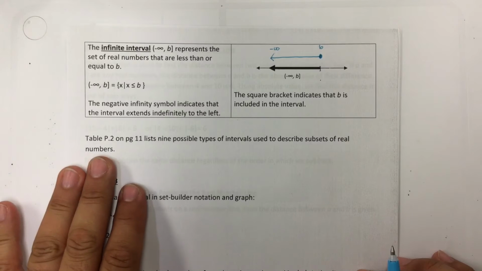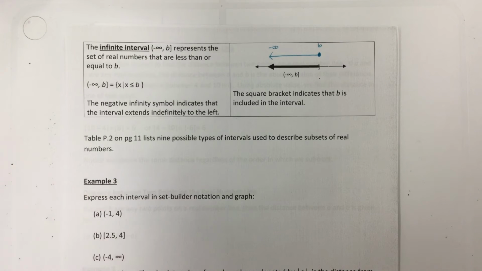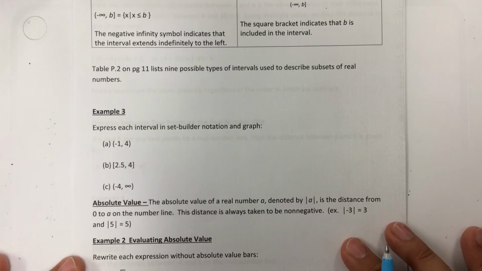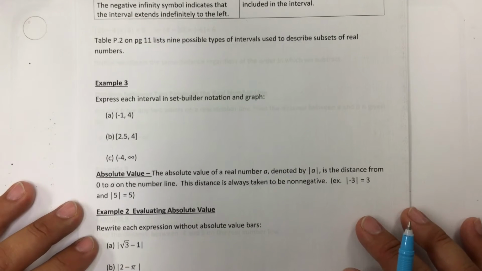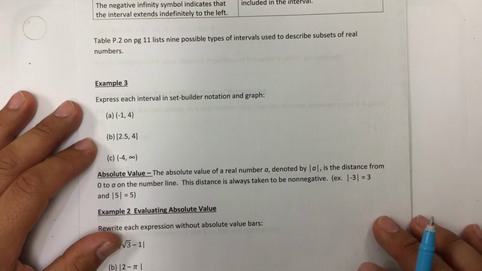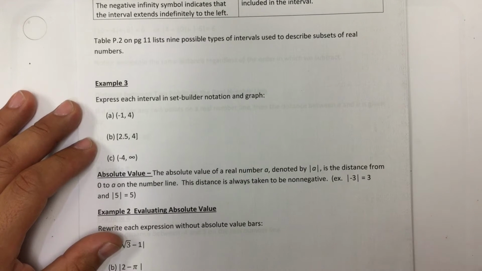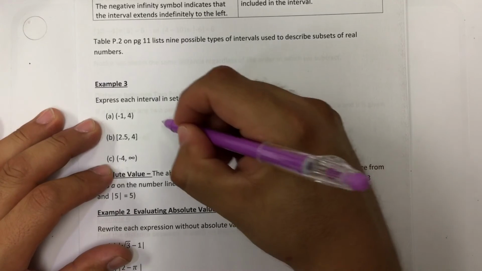And then table P2 on page 11 lists 9 possible types of intervals used to describe the subsets of real numbers. Okay, so let's take a look at these examples here. So example 3, it says, express each interval in set builder notation and graph, okay? So what I'm going to do is graph them first. So I'll graph these in purple. I like the graphs because they're pretty easy. So we just draw a number line.